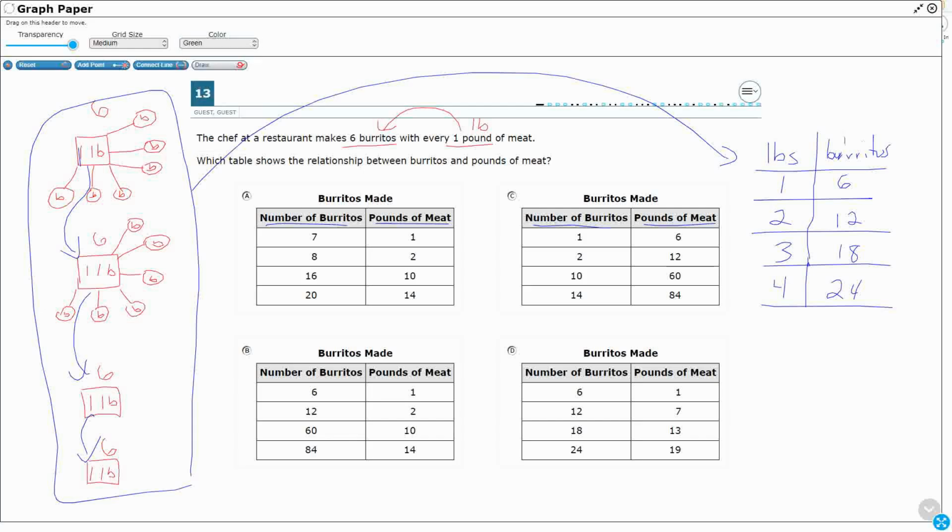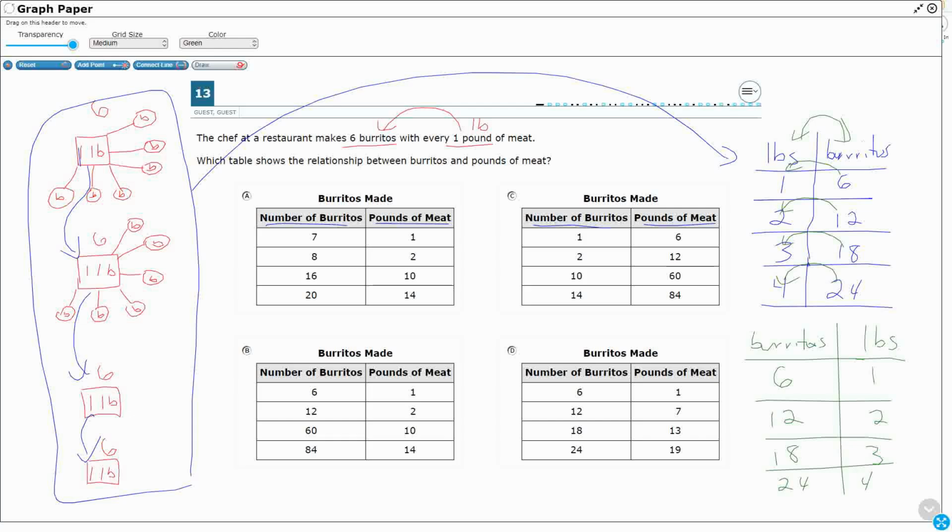So I'm just going to take this, I'm going to rewrite it over here. I'm going to put my burritos on this side. I'm going to put my pounds of meat. LBS is my abbreviation. I'm just going to take my numbers and flip them. So 6 burritos come from 1 pound. 12 burritos come from 2 pounds. 18 burritos come from 3 pounds. 24 burritos come from 4 pounds. All right, I've done my work here.